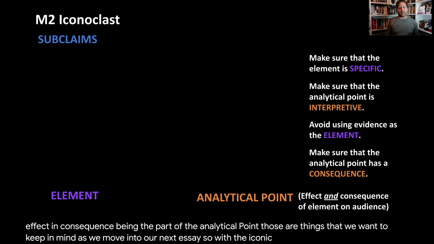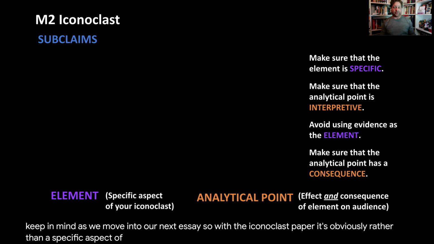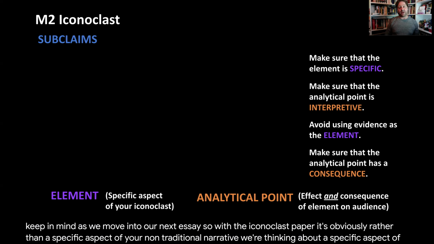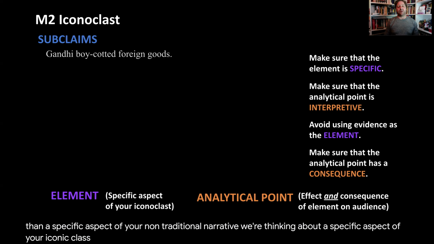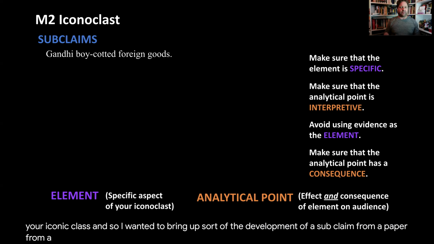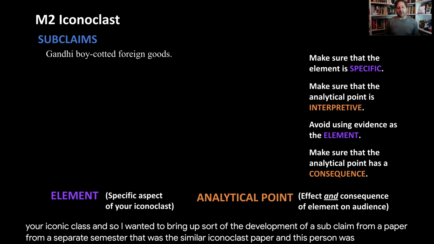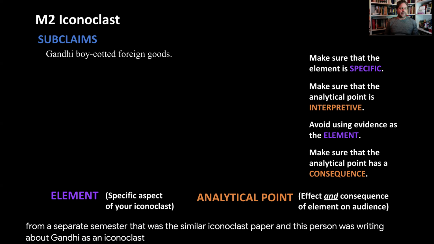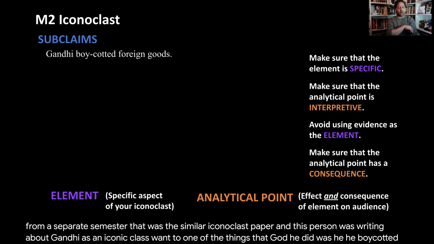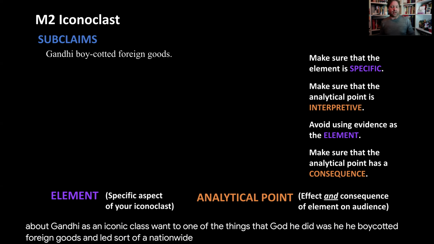So with the Iconoclast paper, it's obviously, rather than a specific aspect of your non-traditional narrative, we're thinking about a specific aspect of your iconoclast. And so I wanted to bring up the development of a subclaim from a paper from a separate semester that was a similar iconoclast paper. And this person was writing about Gandhi as an iconoclast. One of the things that Gandhi did was he boycotted foreign goods and led a nationwide boycott of foreign goods. So that was the element. So Gandhi boycotted foreign goods.